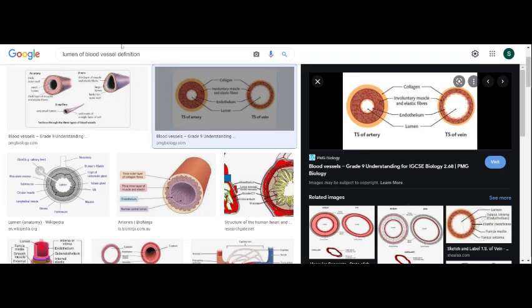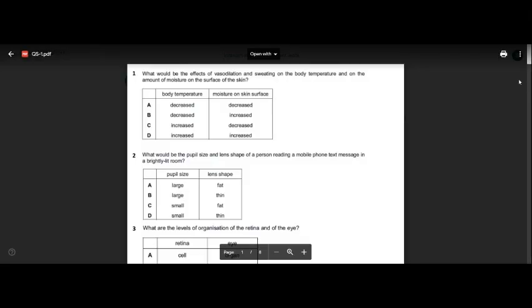Now we go back to the question. The effect of vasodilation and sweating. Sweating is when water comes out of your skin pores. And it's not only water, it's mixed with salt, urea, some ions and minerals, which also leave your body through your skin pores. The question is about the body temperature and the amount of moisture on the surface of the skin.